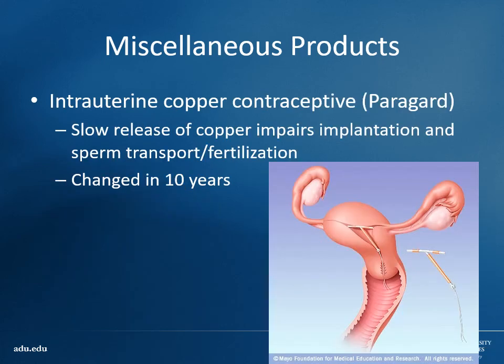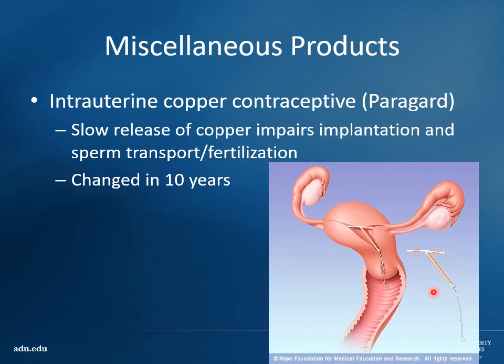Here's one that's going to be a copper-based intrauterine device. It's called Paragard, and by slowly releasing copper ions locally, it can have good effects to impair sperm transport and impair the fertilization and implantation process. So again, it uses heavy metals in a very local sense in order to decrease the ability to get pregnant.